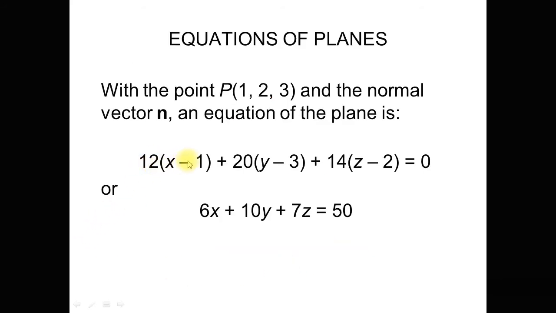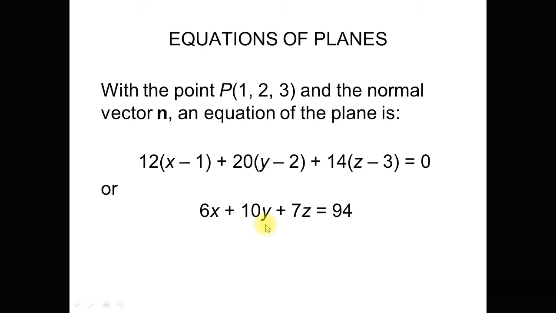12 into x minus x naught, the value of x naught is 1, plus b, the value of b is 20, y minus y naught, the y naught value is 2, and c into z minus z naught, the value of z naught is 3. And now the equation of the plane in general form, after simplifications, we obtain 6x plus 10y plus 7z is equal to 50.